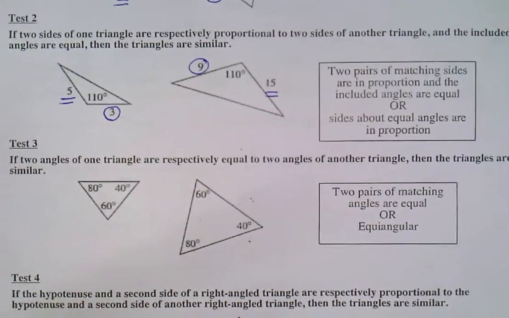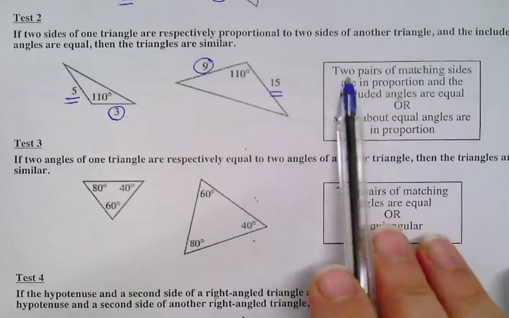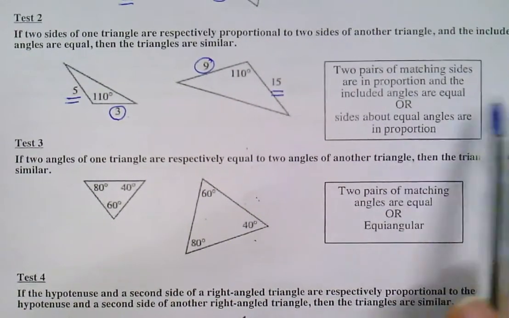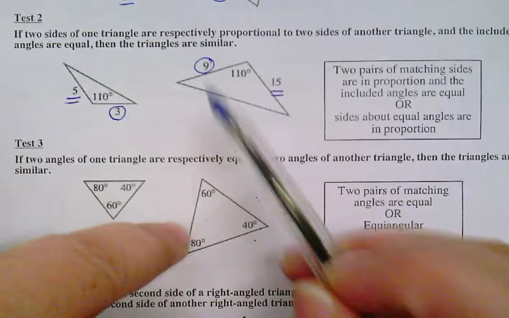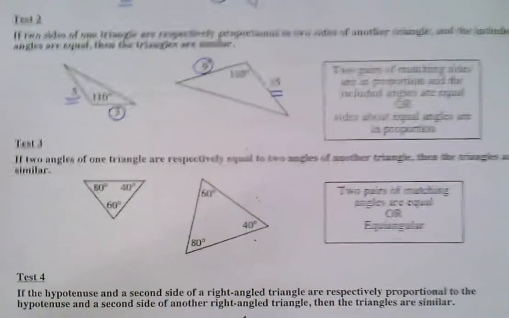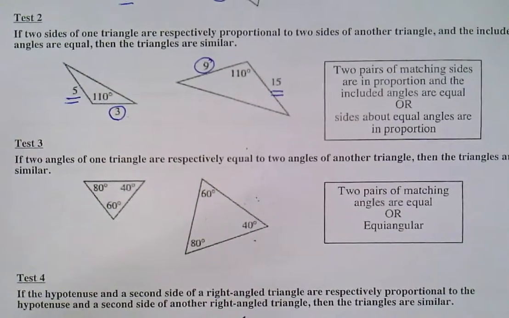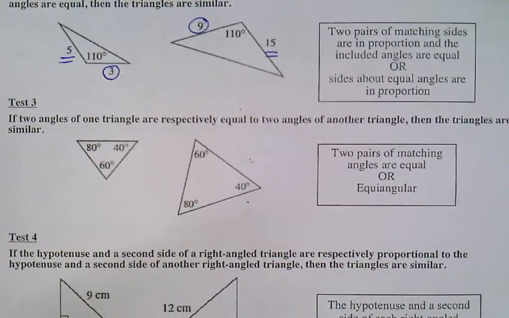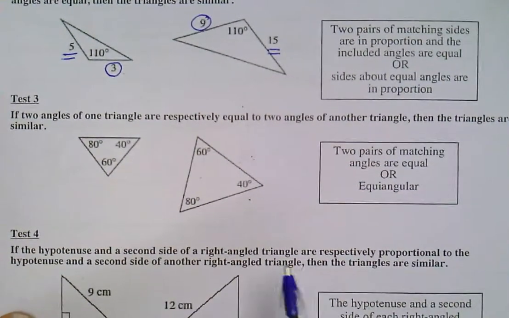Okay? So the way we say this is 2 pairs of matching sides are in proportion, and their included angle, which is the angle in between them, is equal. Not some other angles equal. It has to be the angle between them so that those sides open up the right amount. Test 3 is if 2 angles.